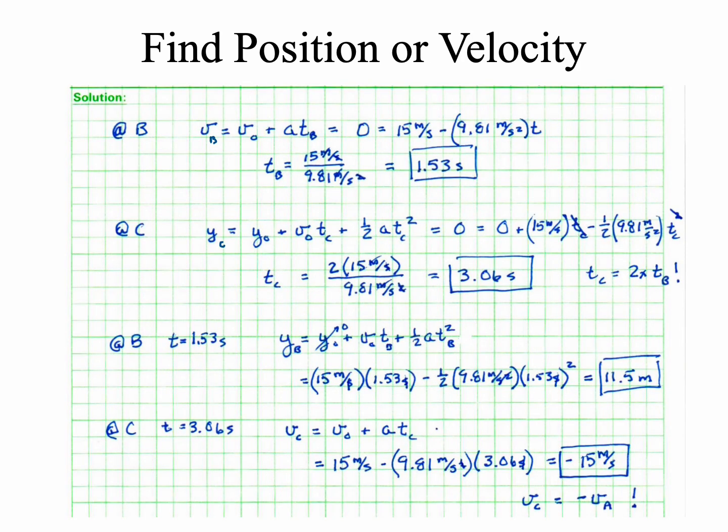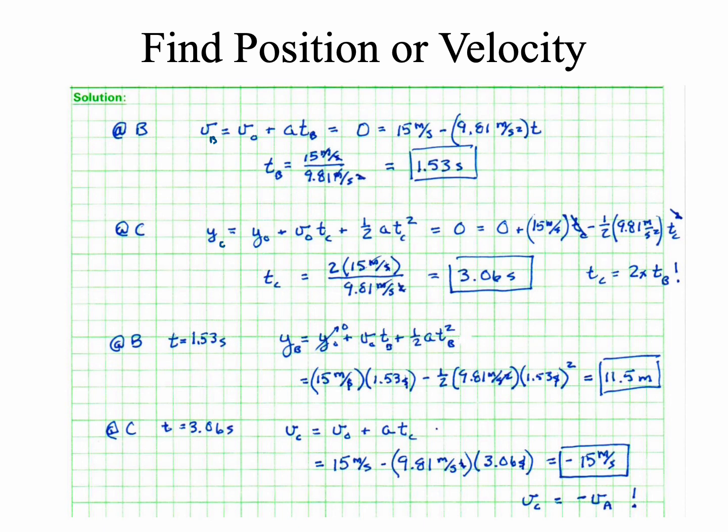All right, armed with those two pieces of information from the previous slide, 1.53 seconds to the top, 3.06 seconds to get back to somebody's hand at point C, it's now time to find out how high the thing went. So the position, the vertical position, y at point B is equal to the initial position 0, plus the initial velocity, which is the 15 meters per second upwards, times 1.53 seconds, the time it takes to get there, minus 1/2 9.81. Why minus? Because 9.81 is downward, times the 1.53 seconds squared.